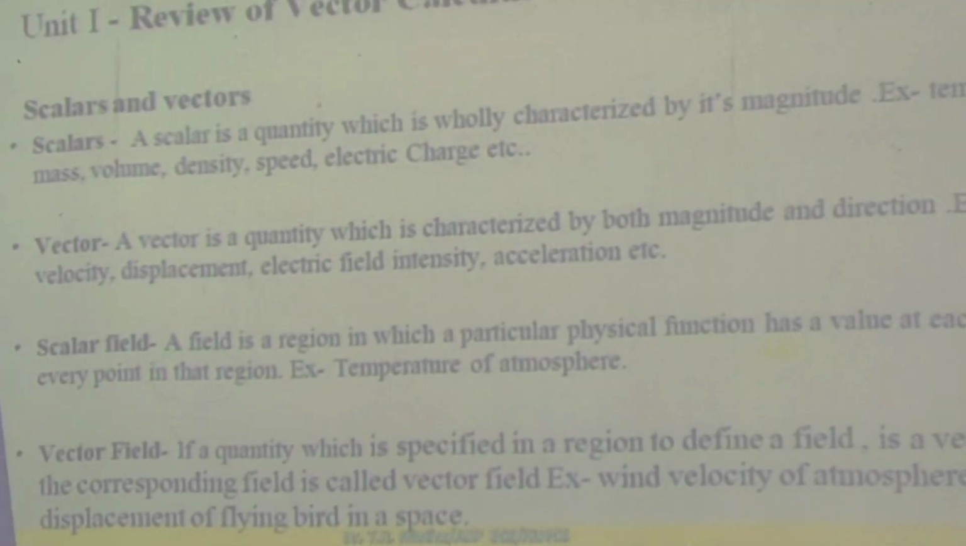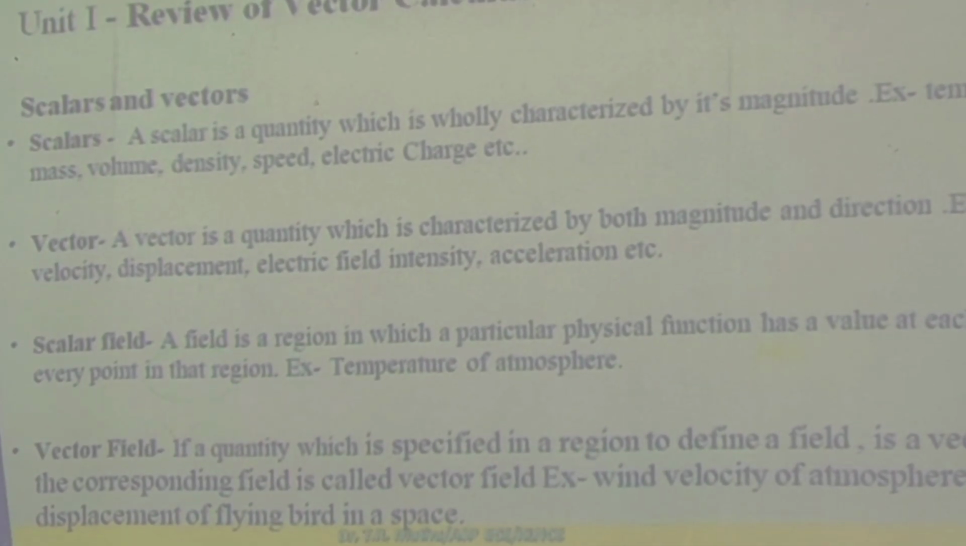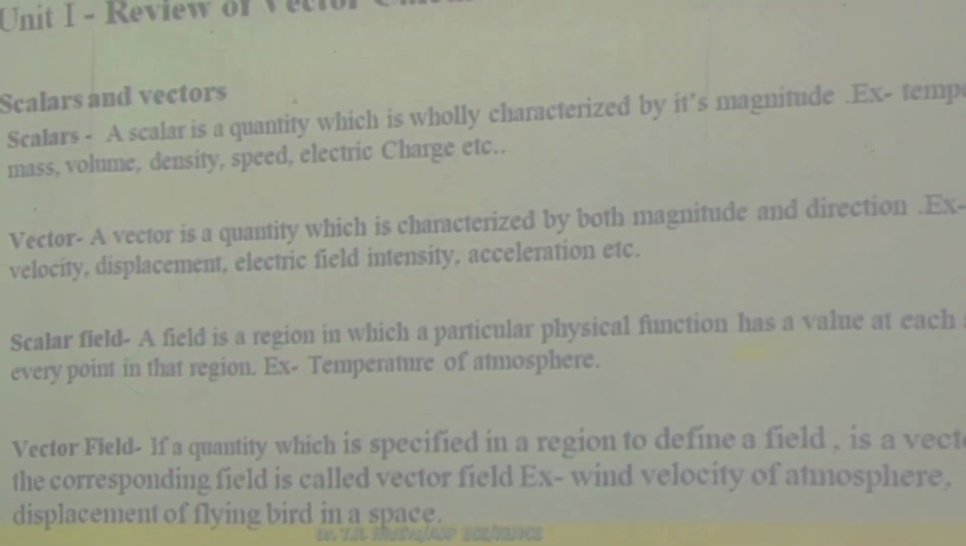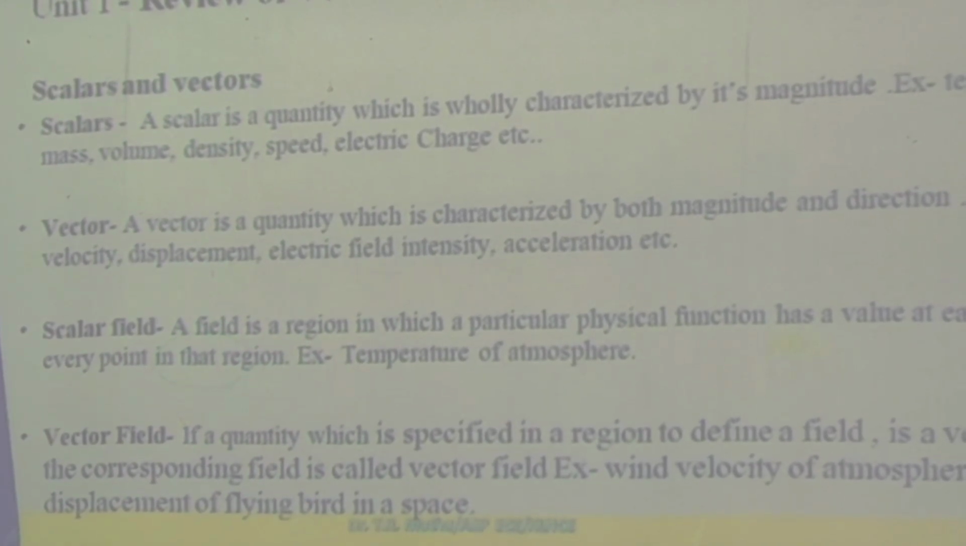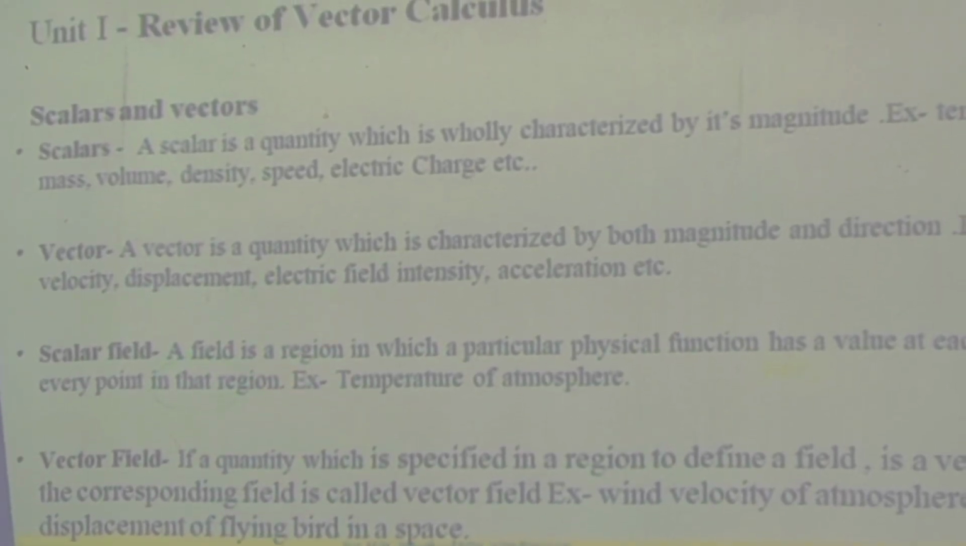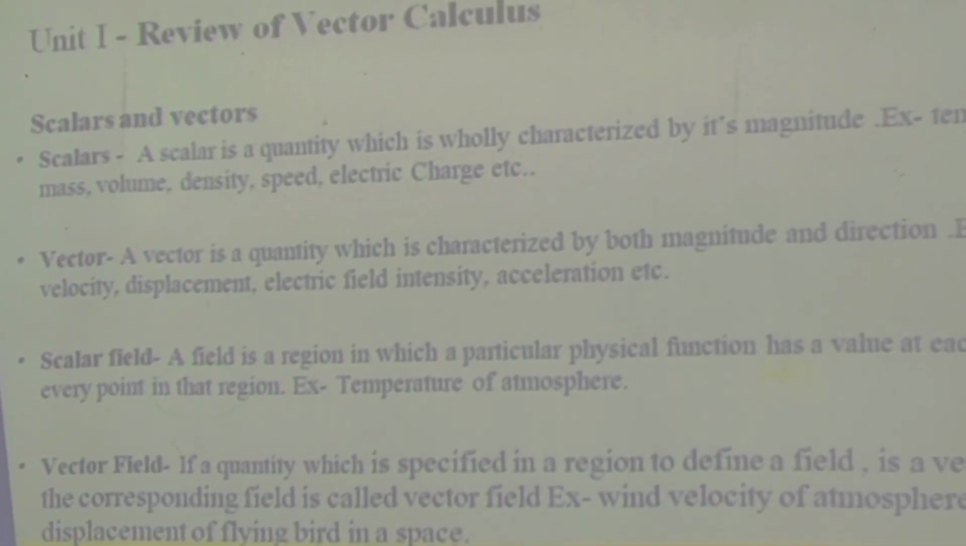Now the field which describes a physical quantity with only magnitude is called a scalar field, and the quantity which describes both magnitude and direction is called a vector field.